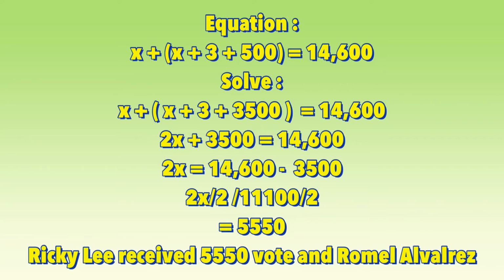Then 14,600 minus 3,500, we have 11,100. So the equation is 2x equals 11,100. Then since we're solving for x, we are going to divide both sides by 2. So 2x divided by 2 equals x, 11,100 divided by 2 equals 5,550. So for Ricky Lee, since Ricky Lee is the x, received 5,550 votes.